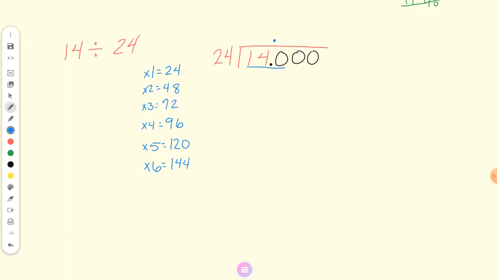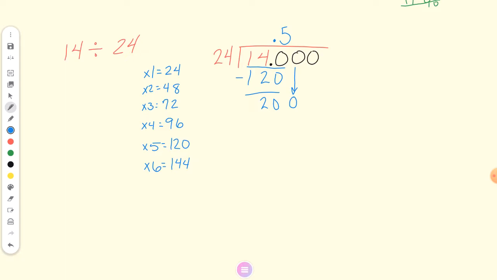Okay, so how many times does 24 go into 140? 5. And again, I'm going into 140, so I have to place my first digit there. I have 120. 20 left over, which is pretty big. How do I know I'm on the right track? It's less than 24. Darn the luck. Now what? I have to go higher.